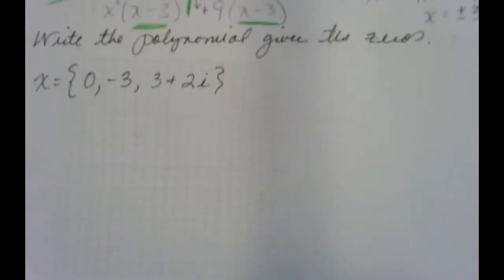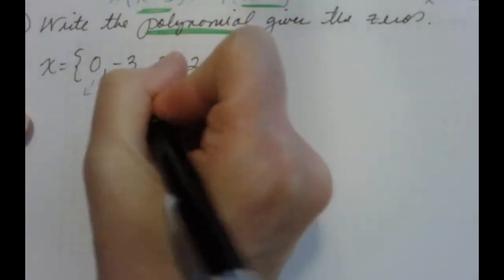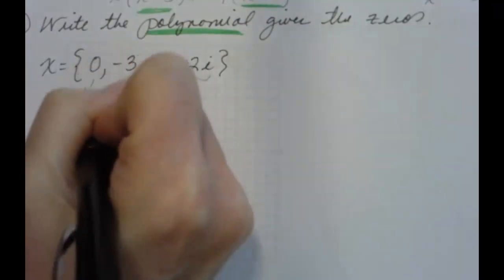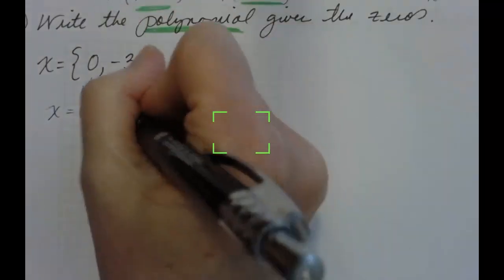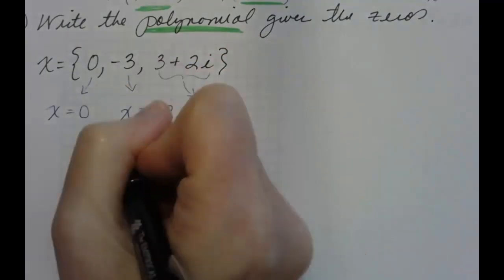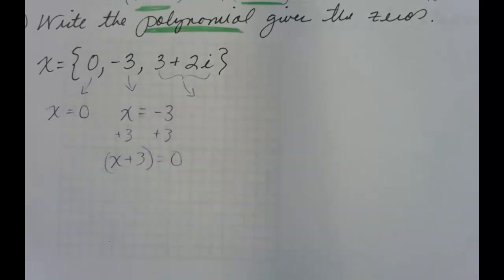Now we're going to go in the exact opposite direction. We're given the zeros and we want to write the polynomial. So first thing we've got to do is find all the factors here. Remember, each one of these zeros represents a factor. So x equals 0. There's the first factor. Next, x equals negative 3. To get the factor, we need to add 3 back to both sides to get it set equal to 0. There's the second factor.